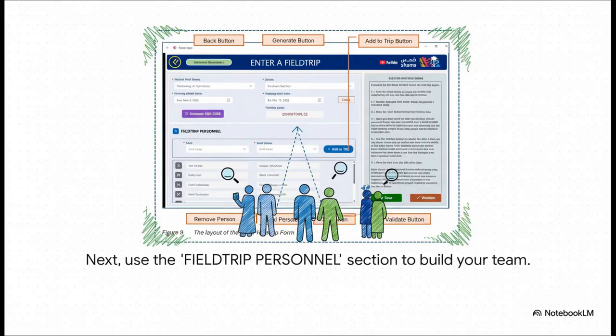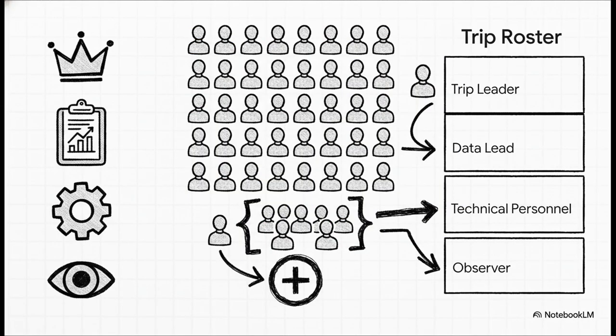All right, let's scroll down to the bottom half of the form, Field Trip Personnel. This is where you'll build your team roster and tell the system exactly who was involved in the survey. And adding people is super simple. You just select a role, like Trip Leader, then pick the person's name from the list and click Add to Trip. You'll do the same for the data lead.